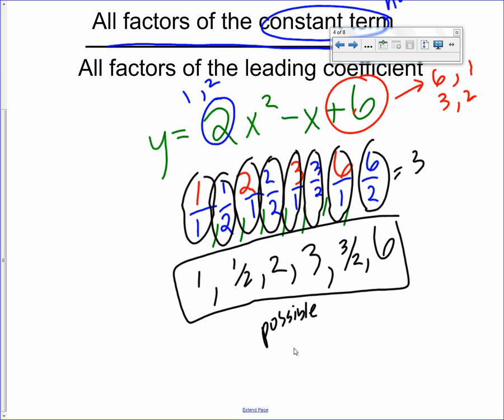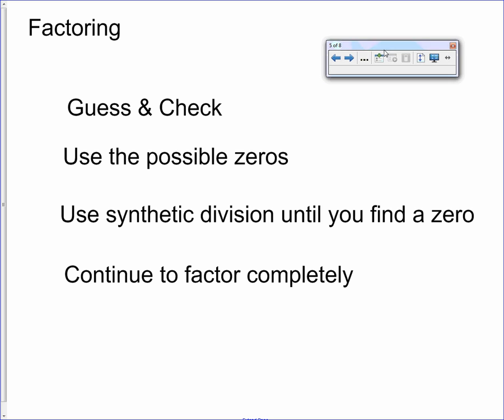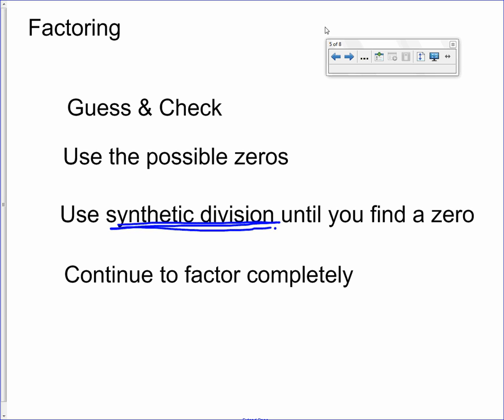So my graph of y equals 2x squared minus x plus 6 goes through the x-axis at one of these points. Not all of them, but one of these could be a 0. So then how do you actually figure out which one of those is a 0? So that's when you're going to use factoring. And it is going to involve some guess and checking, but luckily we have a list to work with. You're going to use your list of possible zeros that we just came up with. And the fastest way to guess and check them is to use synthetic division. You practice this in Algebra 2. That's your drop, multiply, add, until you find a 0.